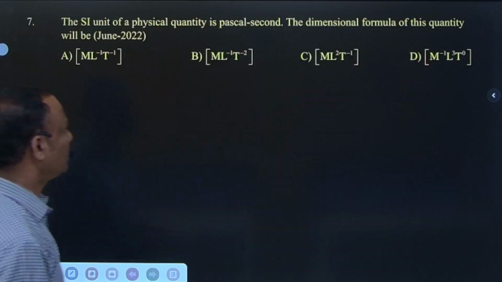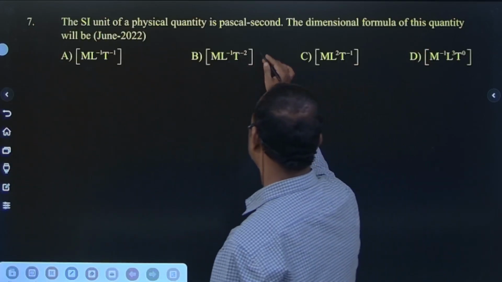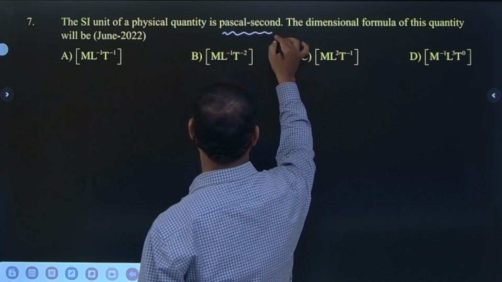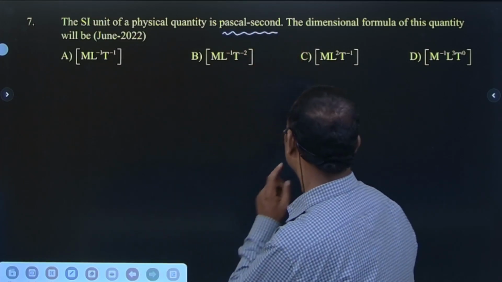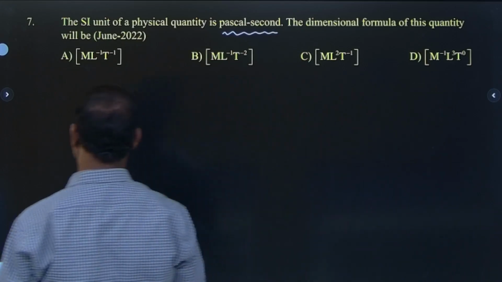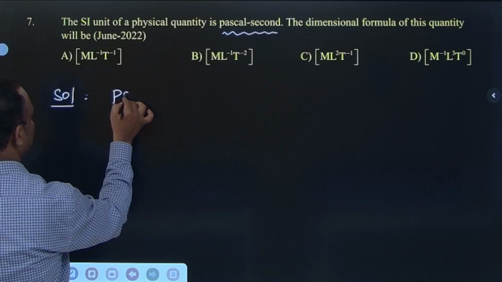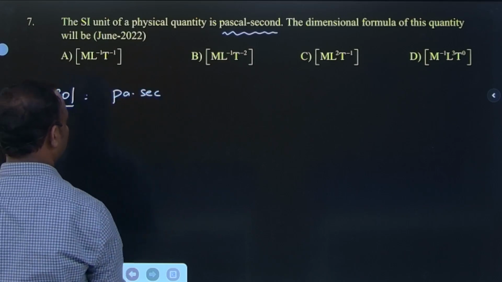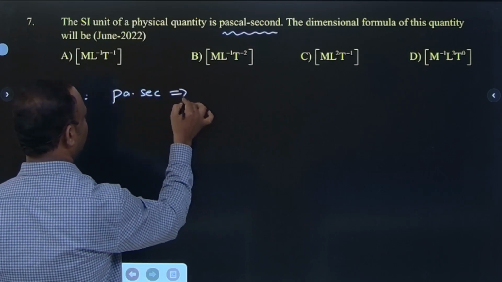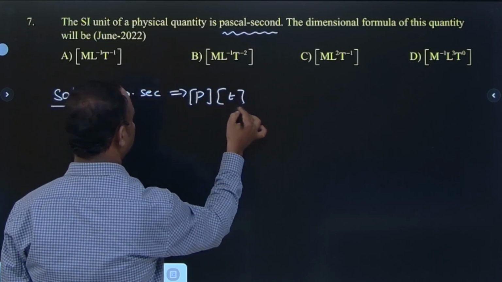The SI unit of a physical quantity is given as Pascal second. This is such a simple question. What is the dimension formula of this quantity? Pascal second. Pascal comes from pressure, so we need the dimension formula of pressure. Second is T.